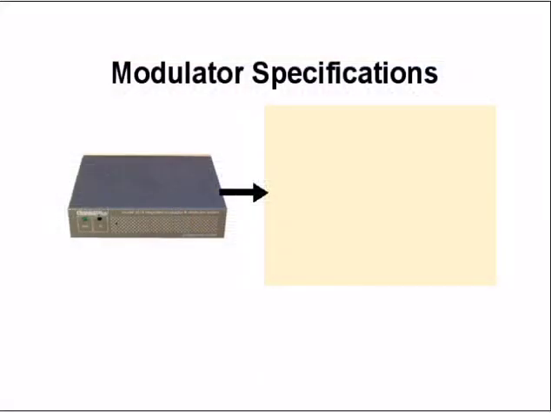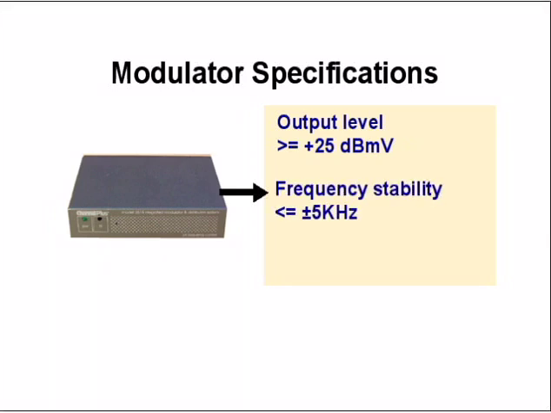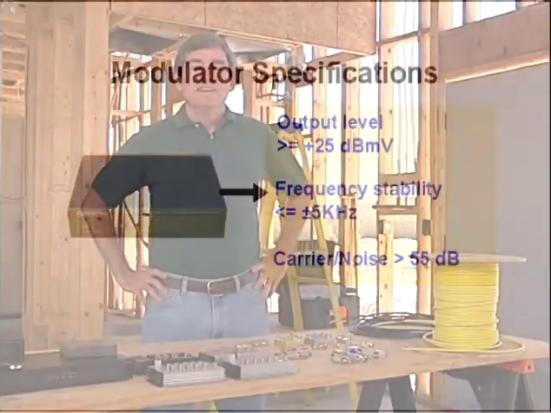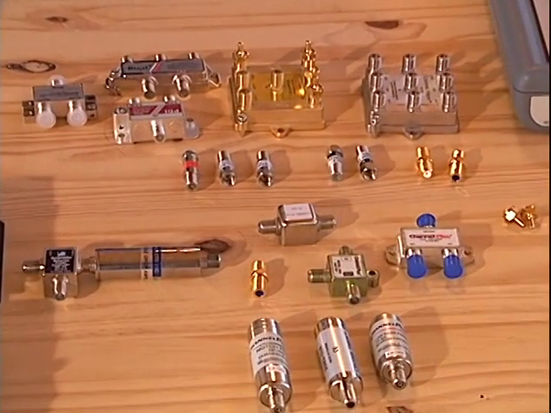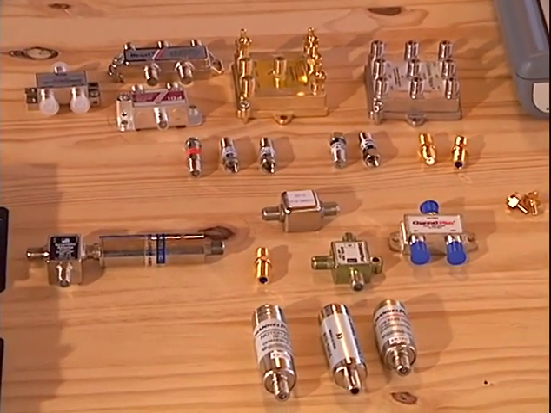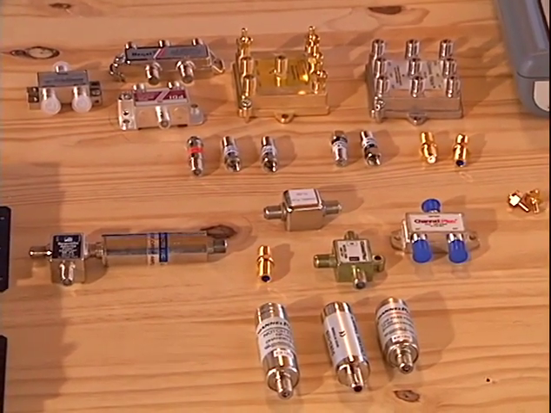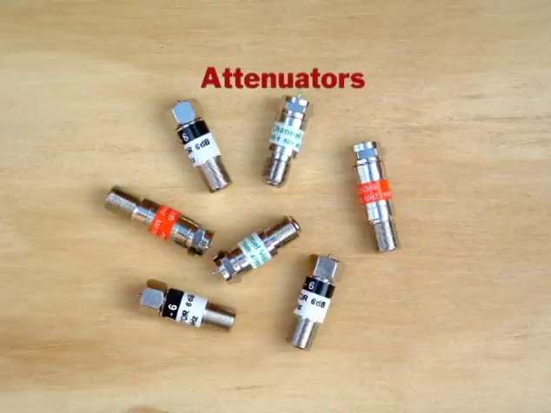When selecting a modulator, make sure the output signal level is at least 25 dBmV, preferably adjustable. The frequency stability should be plus or minus 5 kHz or better, and the carrier-to-noise ratio should be 55 dB or better. Next, we'll cover passive components. This includes attenuators, terminators, splitter combiners, diplexers, filters, and tilt compensators.